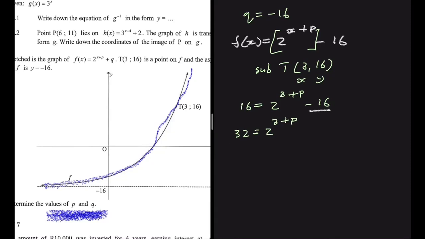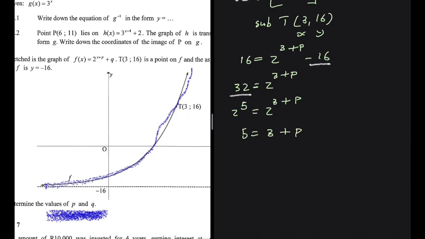I wish it was possible for me to write 32 with the base of 2 directly, so that I can drop the bases and equate the exponents. Actually I can do that, because 32 is just 2 to the power of 5, and then that will be equal to 2 to the 3 plus p. So now you can see here that I'm going to say 5 is equal to 3 plus p, right? And then 2 is equal to p. That becomes easy to see now.